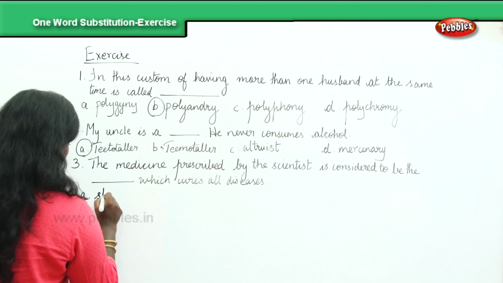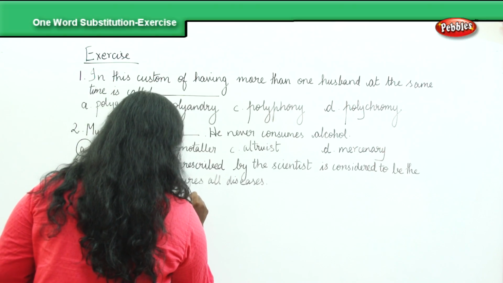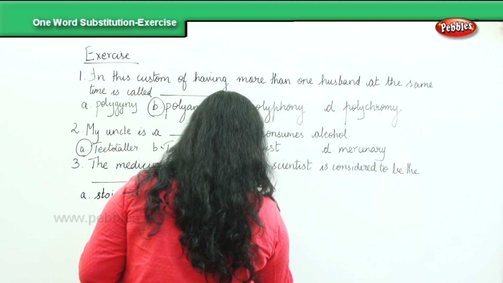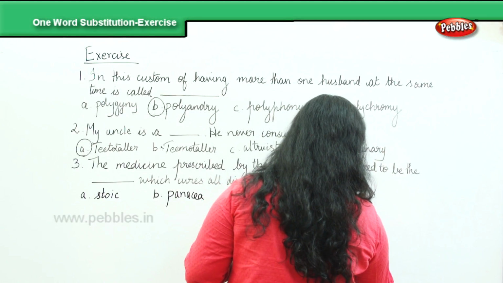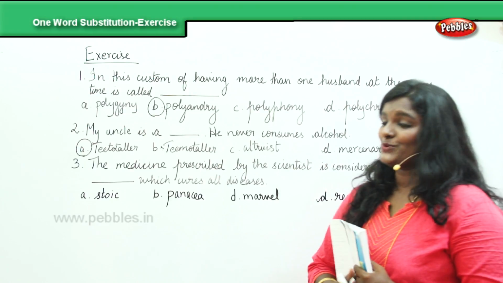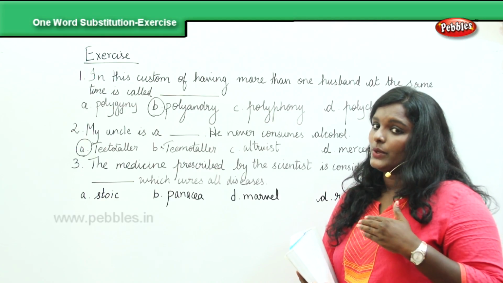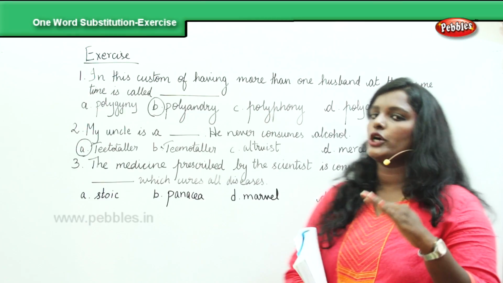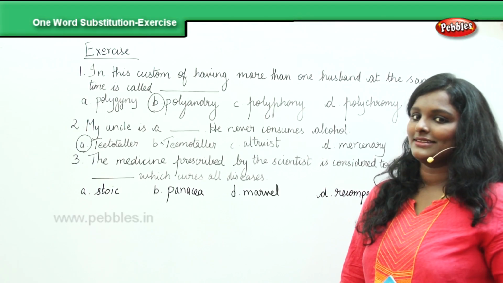Option A, stoic. Option B, panacea. Option C, marvel. And option D, recompense. I'm pretty sure you would have got the answer for this particular sentence by now, because one among the words which we had used here as an option is a word which we had already discussed when we had gone through a few examples, right? So the medicine prescribed by the scientist is considered to be the dash which cures all diseases. So a cure for all diseases, or a cure for all the problems, is called, you're right, panacea.